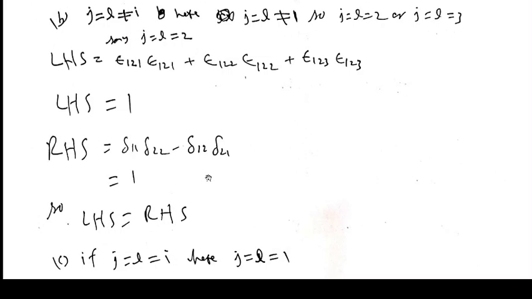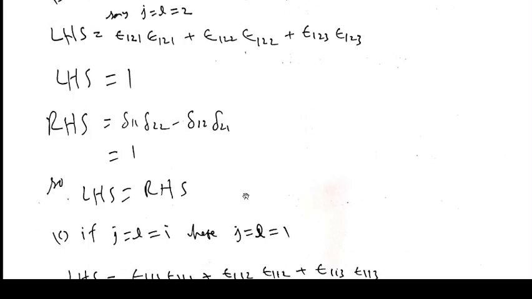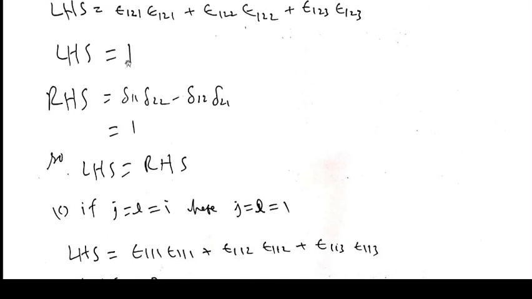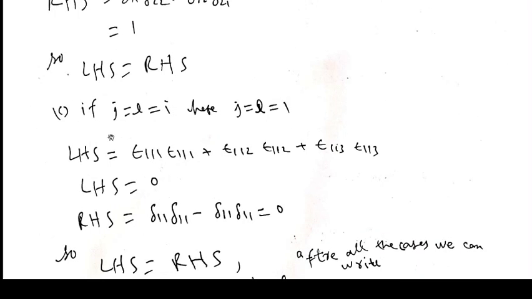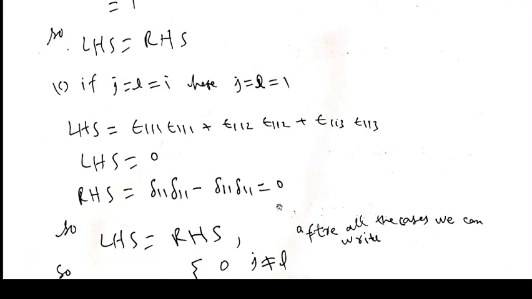So the left hand side is equal to the right hand side when we have j equal to l and not equal to i. Now what is the left hand side? 1, and what is the right hand side? The left hand side is also 1 and the right hand side is also 1. Now if j is equal to l and also equal to i, then j is equal to l is equal to 1 because i is 1. So the left hand side will be 0 and the right hand side will also be 0. So again we have left hand side equal to right hand side.